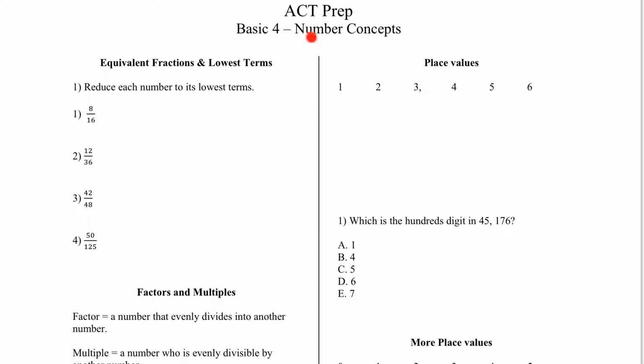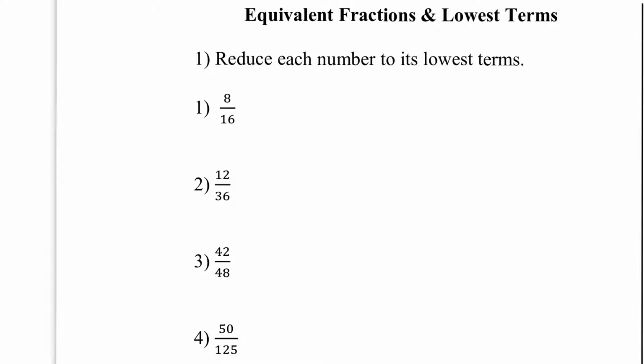All right, this is basic lesson 4, number concepts. And we're first going to talk about equivalent fractions and lowest terms. To reduce a number to its lowest terms, that means to make the fraction so that the only divisors of the top and bottom numbers are 1.